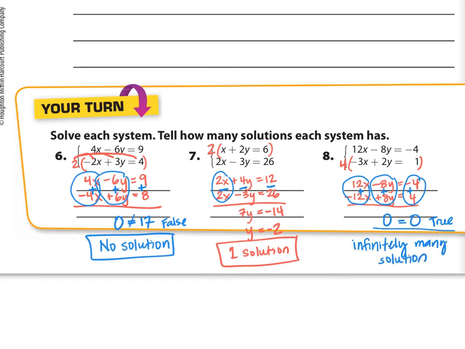So if you remember from the first page of this lesson, it's when the two lines overlap each other. They intersect everywhere. Both of these equations, if you were to graph them, are the same exact line. Okay, and that's going to do it for this lesson.